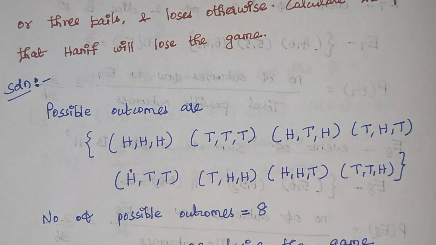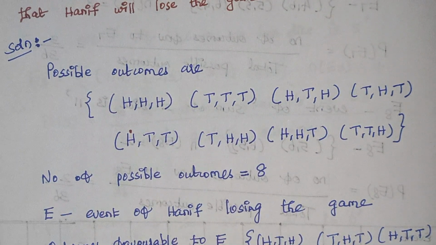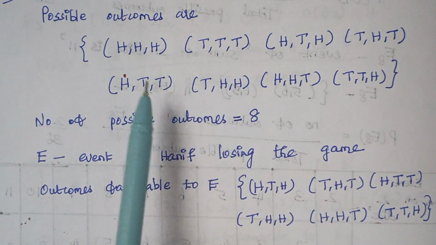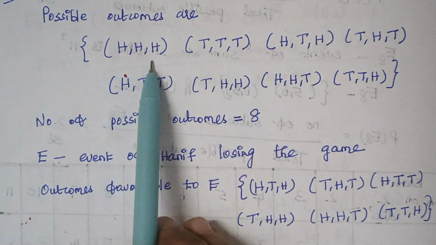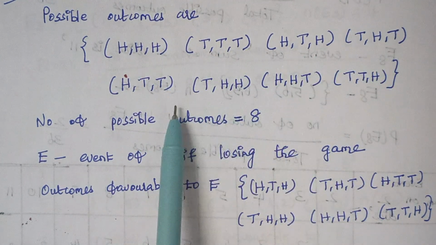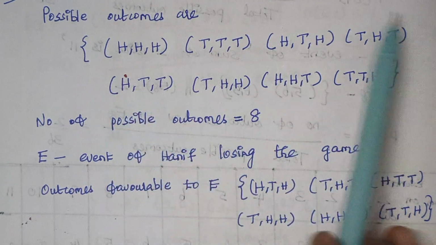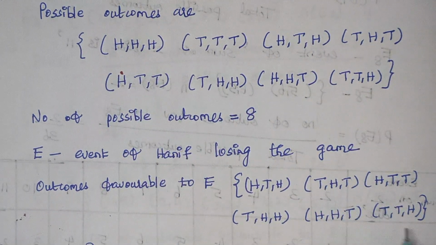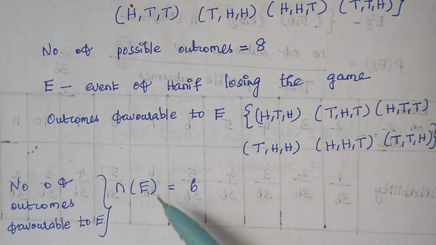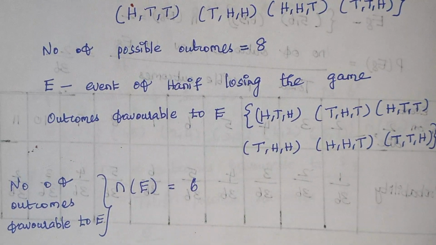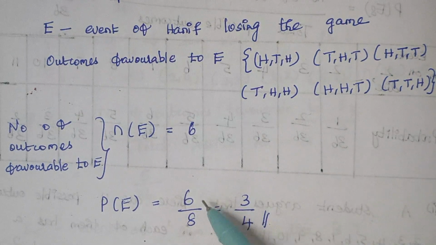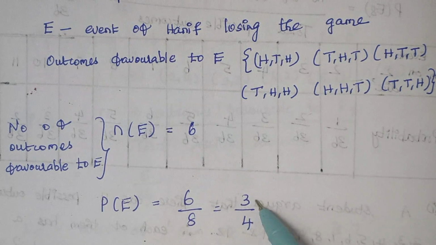Now the next thing is, let E be the event that Hanif loses the game. So when will Hanif lose the game? When he is not getting 3 heads or 3 tails. So just remove these two options. So what are all the possible outcomes here? The remaining 6 give the favorable outcomes. So the number of favorable outcomes here is 6. The probability is the number of favorable outcomes divided by the total number of outcomes. So here it is 6 by 8, which is 3 by 4.